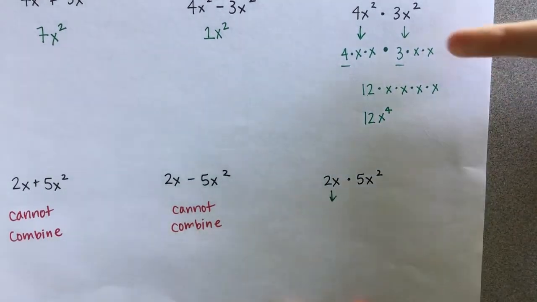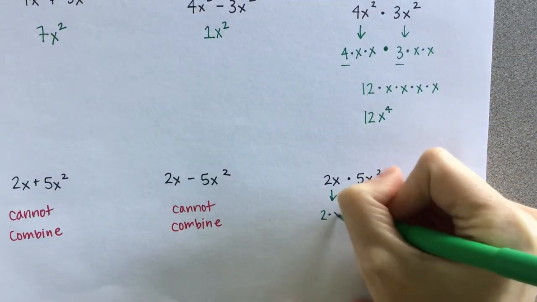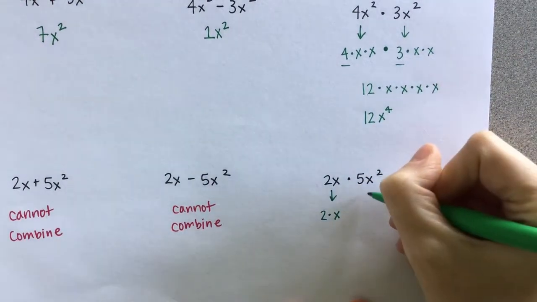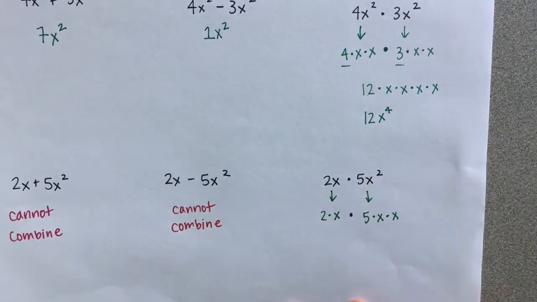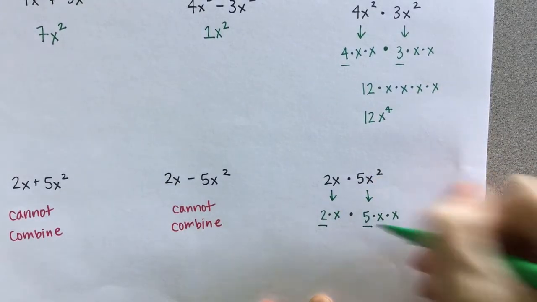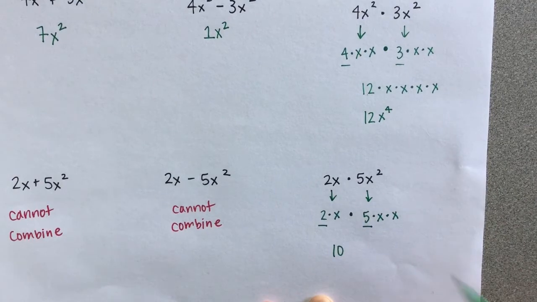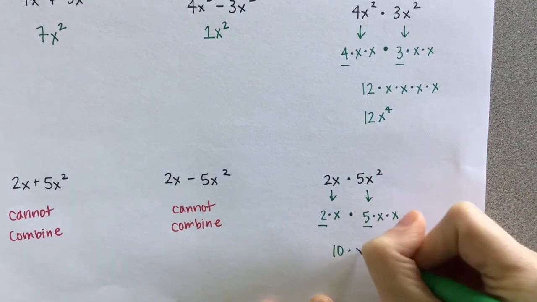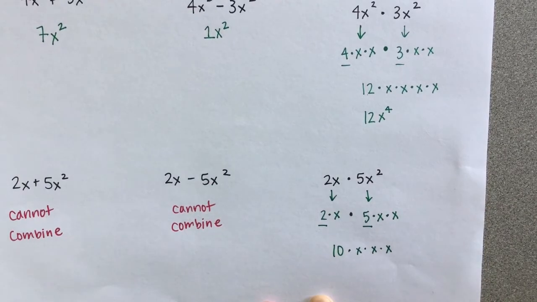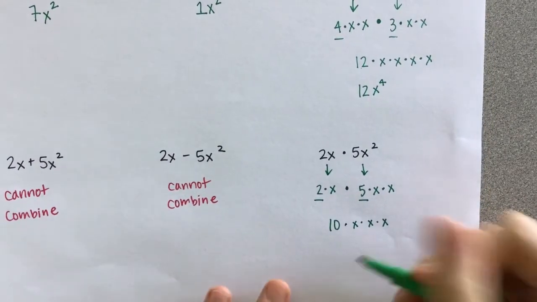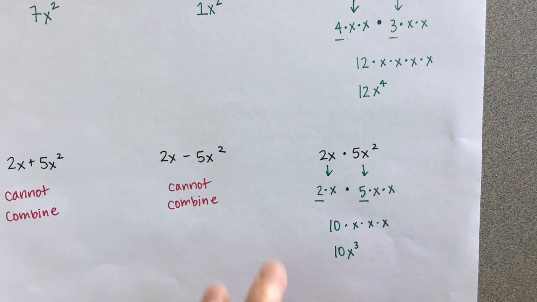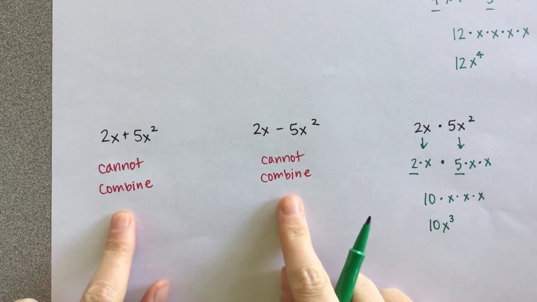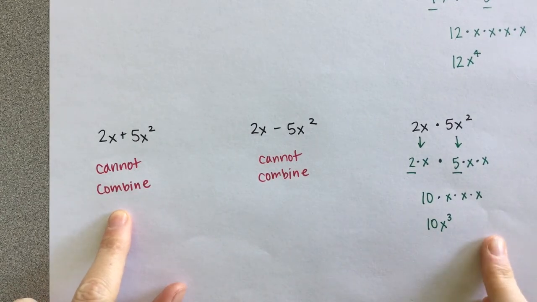So 2x, if we rewrite it like we did up here, well, that means 2 times x, right? 5x squared, that means 5 times x times x. So if we multiply these together, well, 2 times 5, we can multiply those, that's 10. And then we've got x times x times x. So times x times x times x. And we could rewrite that a simpler way. That would be 10x to the 1, 2, 3 power. 10x to the 3rd power, or 10x cubed. So notice that you cannot add or subtract unlike terms, but you can multiply them.